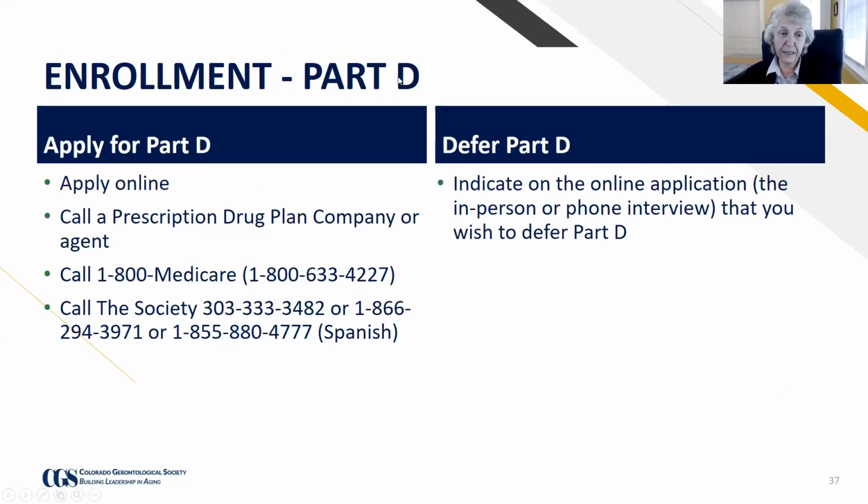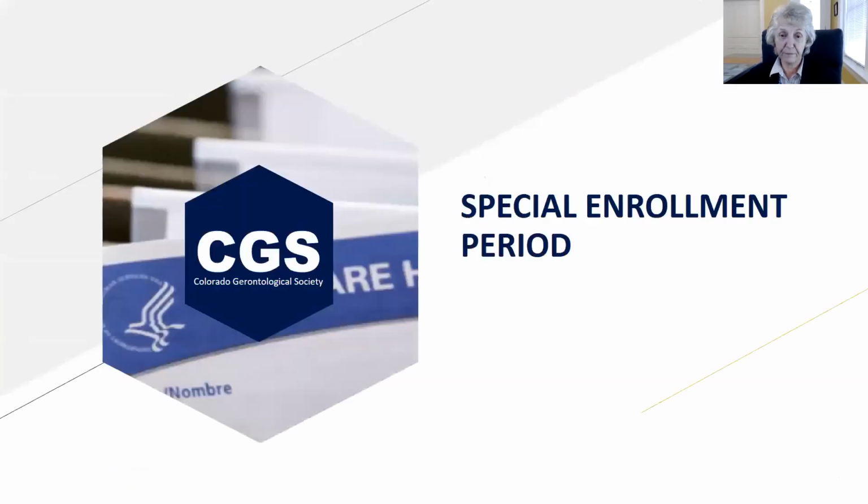For enrollment in Medicare Part D, you can either enroll online at Medicare.gov using the Plan Finder. You can call then, and that's after you've done your research about the plan that you want. You can enroll directly, you can call an agent, you can call 1-800-Medicare, or you can call us here at the Society and we will help you. You can defer D by indicating that if you do your online application, or if you're doing a phone or in-person interview, or if you return your Medicare card and defer B, then you also defer D.